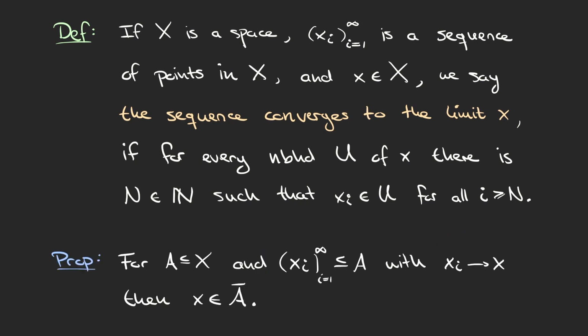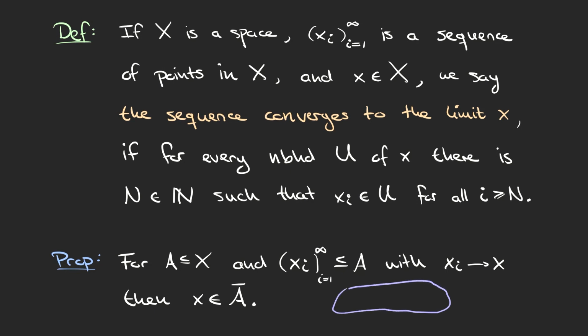Let's get some practice for this definition by thinking about the following proposition. For this, we have a subset A of a topological space X, and we have some sequence that consists of points of that subset A. And moreover, we assume that the sequence x_i converges towards a point x. And we want to conclude that the point x is in the closure of A. I'll just sketch the proof by means of a picture.